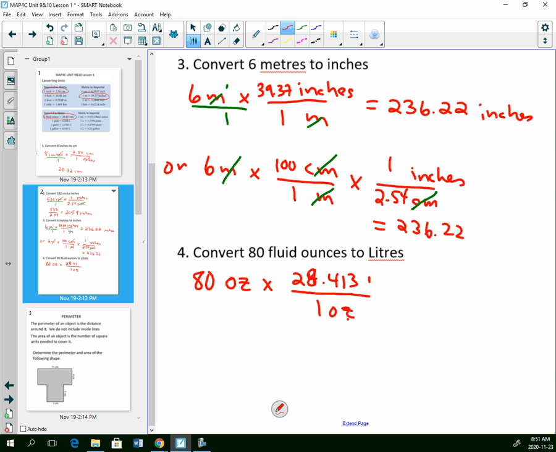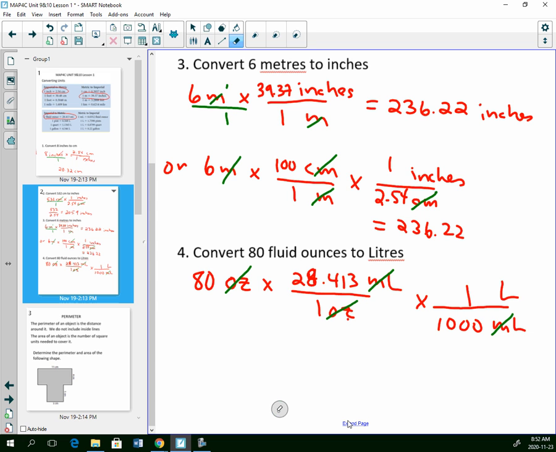28.41. So that will change me to milliliters, and then I know that milliliters and liters are related. I know there's 1,000 milliliters in a liter, right? So I'll get rid of milliliters, change to liters. There's 1,000 milliliters in 1 liter. So that one I have to do in steps because I don't have that direct conversion. So ounces cancels with ounces, milliliters cancels with milliliters, and then I end up with liters.